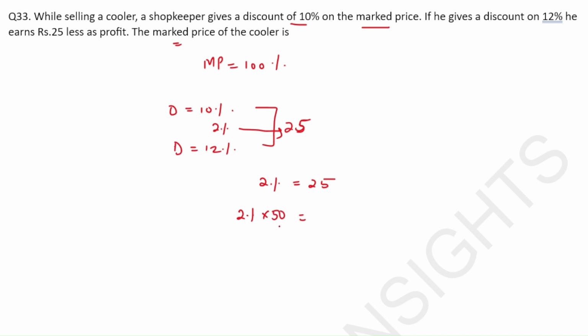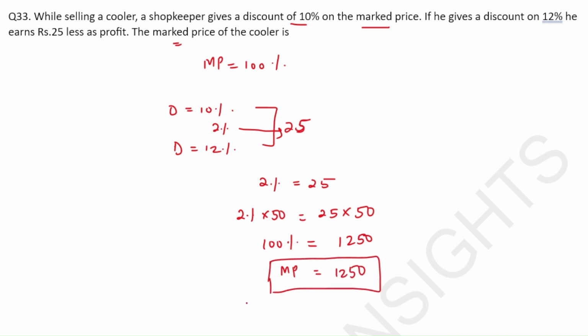So similarly, if you multiply here with 50, then 25, you have to multiply with 50. So this will be 100%, and then 25 into 50 will be how much? 1250. So that means this 100% is the mark price, right? So the mark price is 1250. Okay, so this is how you find this type of problems. Let's go to the next question.